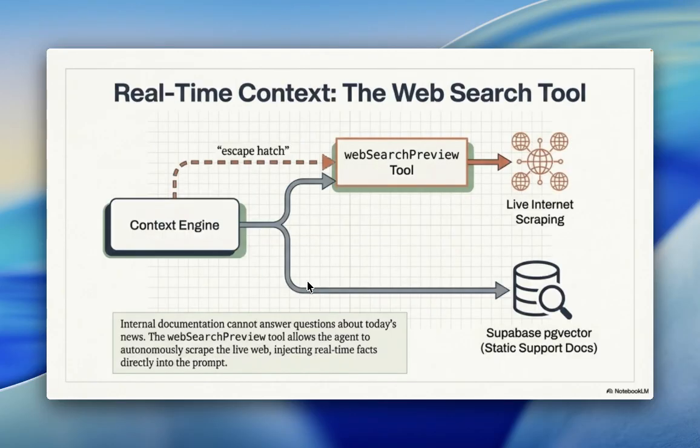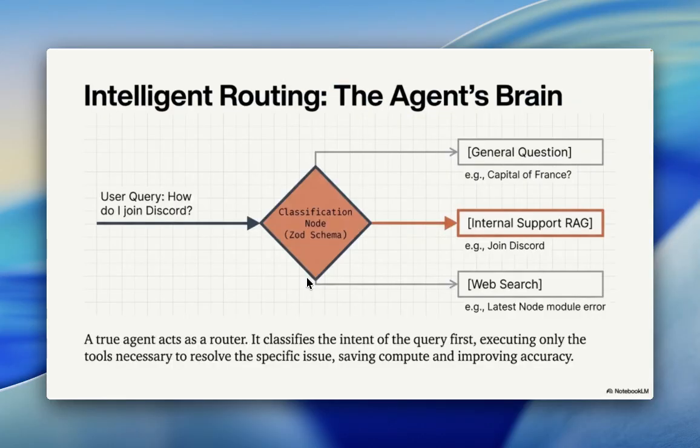Real-time context: the web search tool, an escape hatch. The web search preview tool does live internet scraping, while Supabase pgvector holds static support docs as the context engine. Internal documentation cannot answer questions about today's news. The web search preview tool allows the agent to autonomously scrape the live web, injecting the real-time fact directly into the prompt.